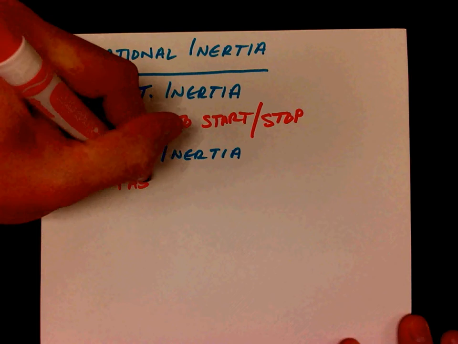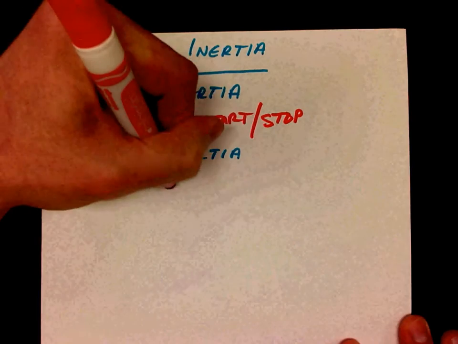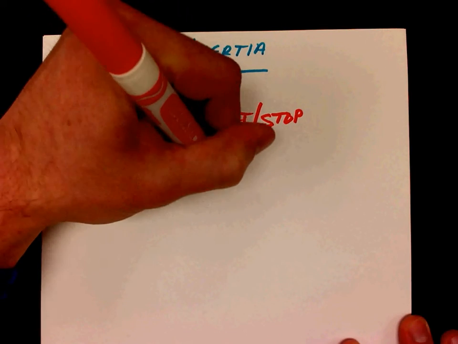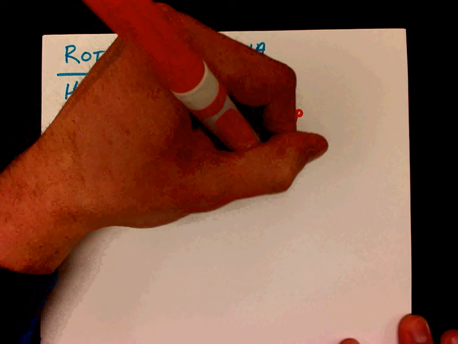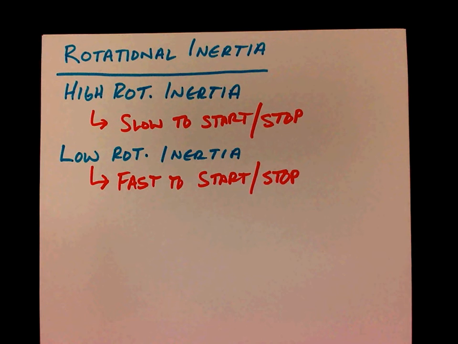The opposite of that, obviously, here is going to be low rotational inertia, which means it's going to start spinning or rolling really fast. So fast to start. And then also, it's going to be fast to stop as well. So if it's coming to a stop or you're applying some kind of a torque to it, it's going to slow down pretty quickly because of this low rotational inertia. All right, so that's the run through in terms of what this stuff is.